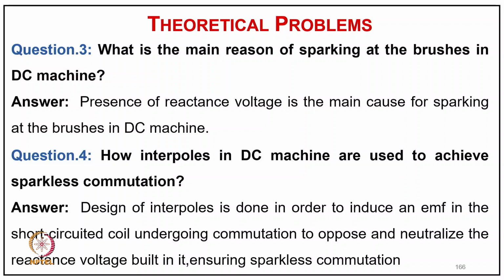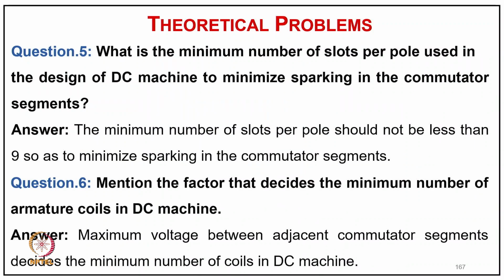Question 3: what is the main reason for sparking at the brushes in a DC machine? Presence of reactance voltage is the main cause of sparking at the brushes in a DC machine. Question 4: how are interpoles in a DC machine used to achieve spark-less commutation? Answer: the interpole is designed to induce an EMF in the short circuit coil undergoing commutation, to oppose and neutralize the reactance voltage, thereby achieving spark-less commutation.